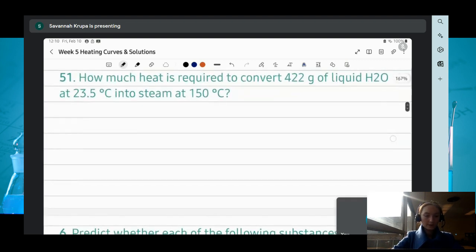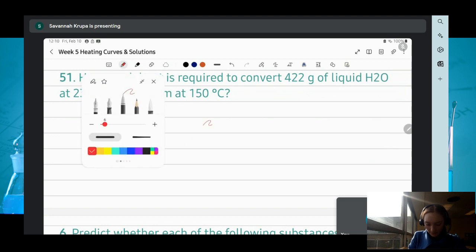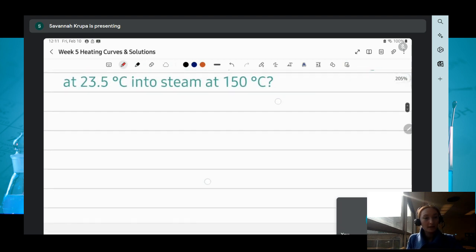Problem 51. Okay, so 51 says, how much heat is required to convert 422 grams of liquid water at 23.5 degrees Celsius into steam at 150 degrees Celsius? So what I recommend doing to start off with these kinds of problems is first make a phase diagram to figure out what terms I need to calculate the energy for.